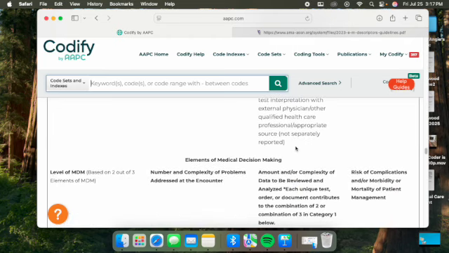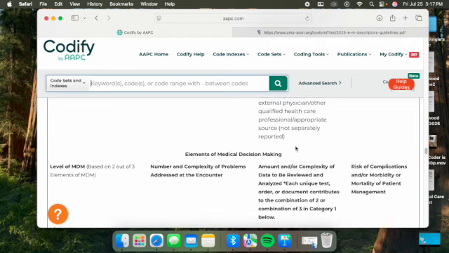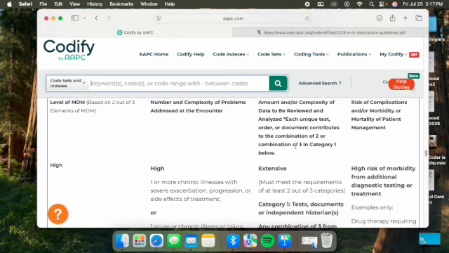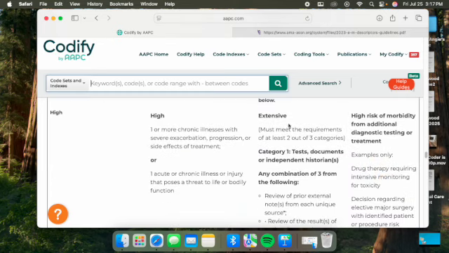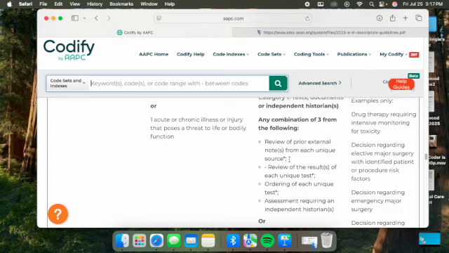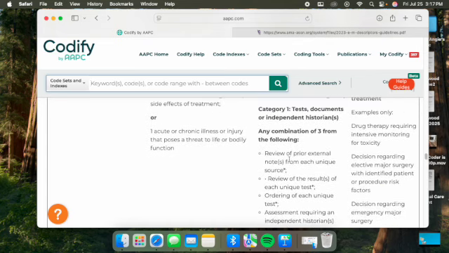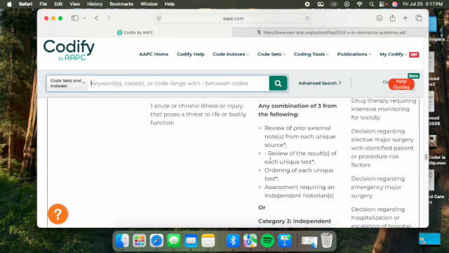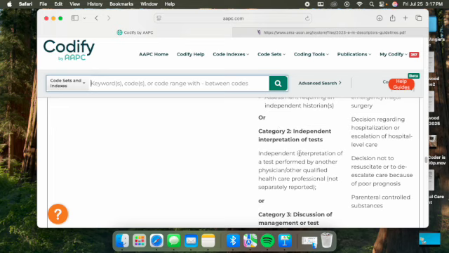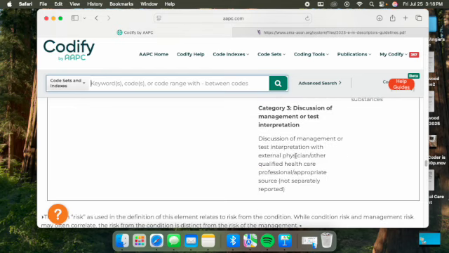All right, but then we get to extensive. For extensive, they must meet two of the three categories, and it's the exact same categories we saw for moderate, so I don't need to repeat them. It's exactly the same thing, but you'd have to meet two instead of just one. So let's say they ordered 3 tests and then they reviewed a test, and then they did an independent interpretation of an x-ray. That would be enough to be extensive, and that's as high as you can go with data. So that's the highest level. So that's how this works.